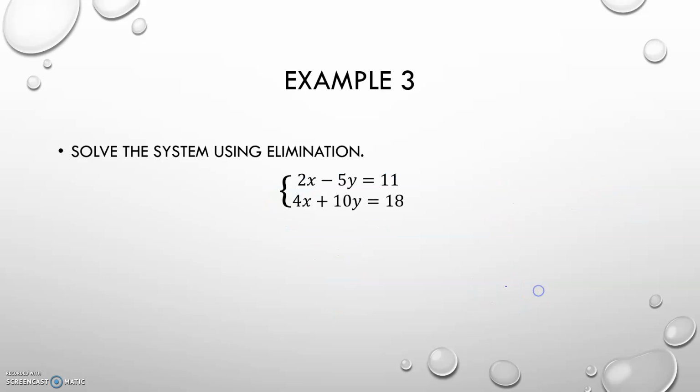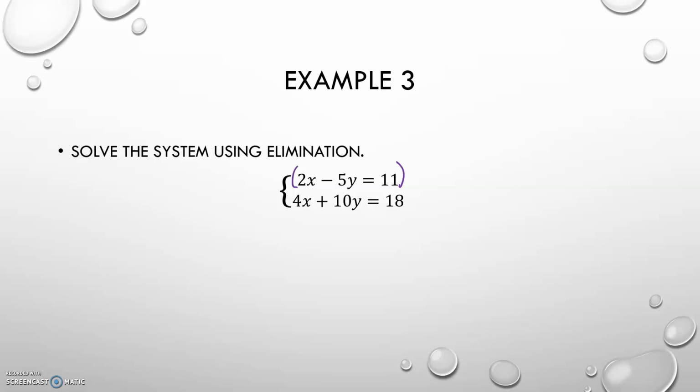All right, let's look at one more. Solve the system using elimination. So we've got 2 and 4, 5 and 10, but neither of these pairs of coefficients are the same number. So I can decide which way I want to go about solving this or manipulating it. I probably should multiply this equation by something.